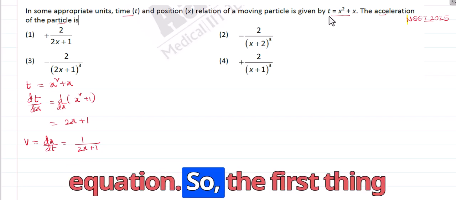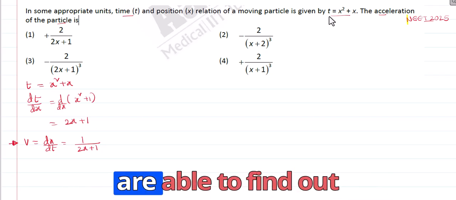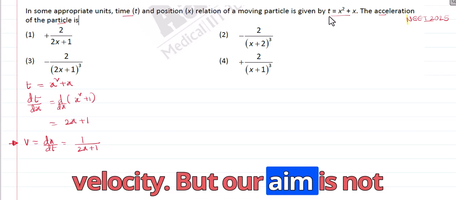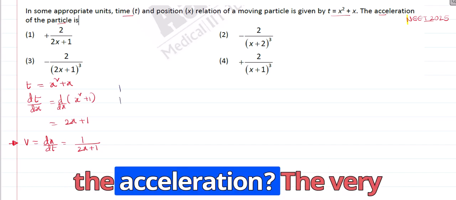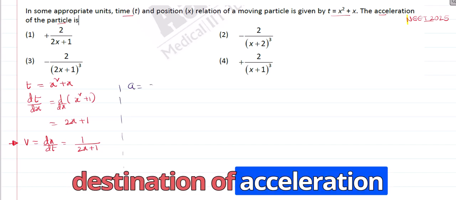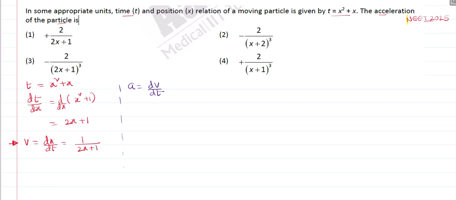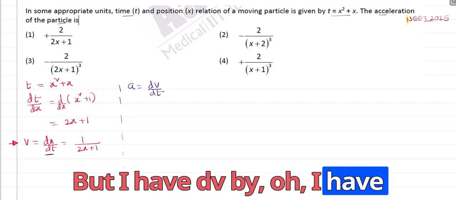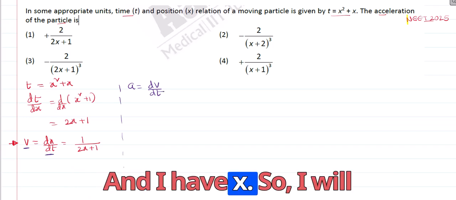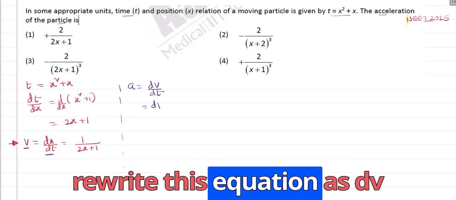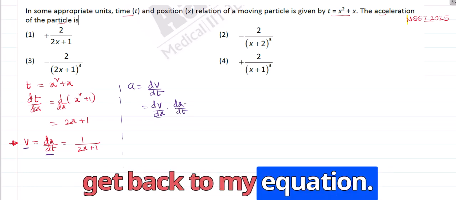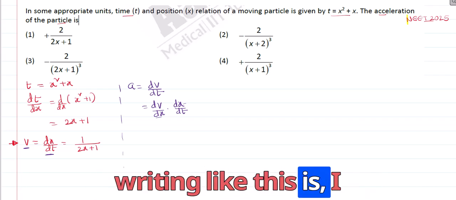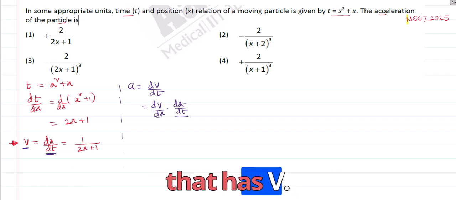That's the velocity equation. So the first thing you understand is that we are able to find the velocity. But our aim is not velocity. Our aim is to calculate the acceleration. What is the equation for the acceleration? The very definition of acceleration is dv/dt. But I have v and I have x. So I will rewrite this as dv/dx times dx/dt. This dx and this dx can cancel and I'll get back to my equation. The advantage of writing like this is I already know this dx/dt, that is v.